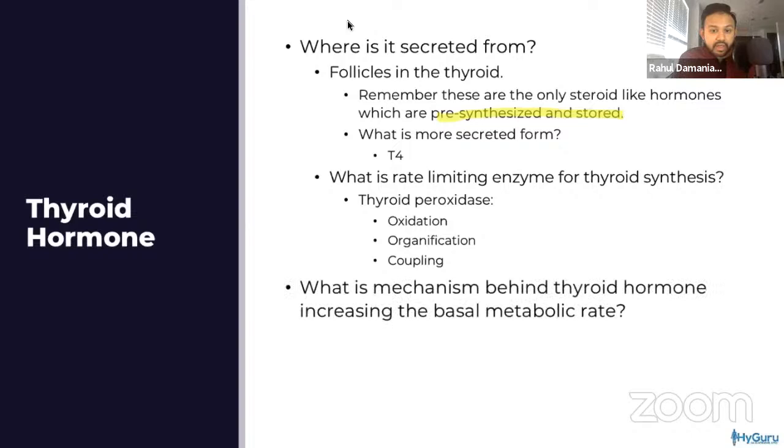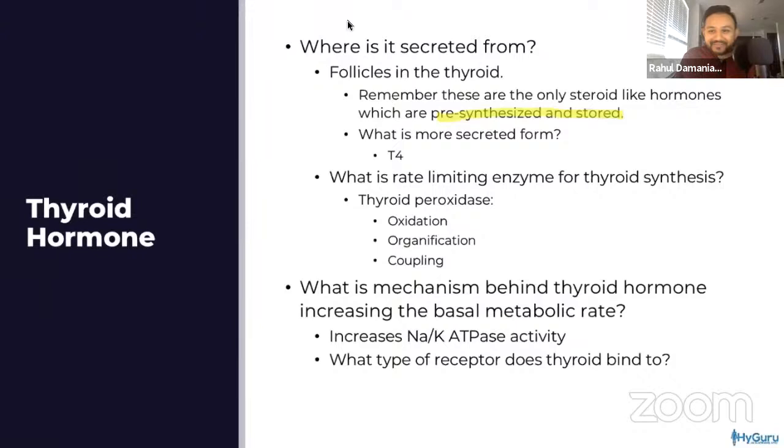What is the mechanism behind thyroid hormone increasing basal metabolic rate? And that is going to be upregulation of the sodium-potassium ATPase. This could be asked in your question regarding Graves' disease, that her symptoms of hyperthyroidism is most likely related to which of the following mechanisms, and that is upregulation of primary active transport. See that integration?